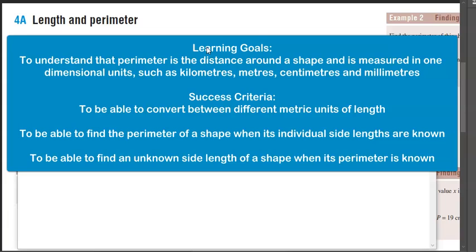This is exercise 4A, length and perimeter. The learning goals for this lesson are to understand that perimeter is a distance around a shape and is measured in one-dimensional units, such as kilometers, meters, centimeters, and millimeters. The success criteria for this lesson are to be able to convert between the different metric units of length, to be able to find the perimeter of a shape when its individual side lengths are known, and to be able to find an unknown side length of a shape when its perimeter is known.